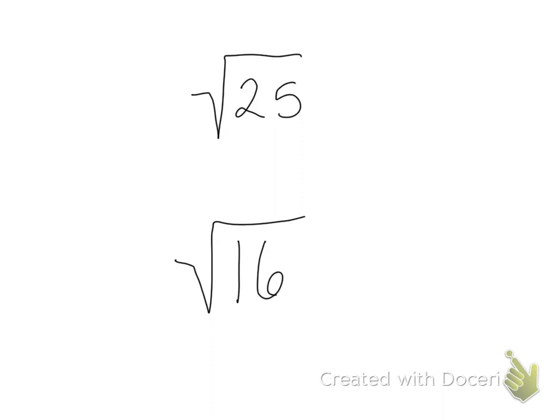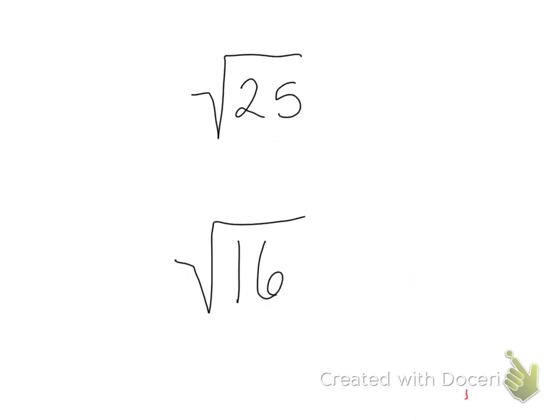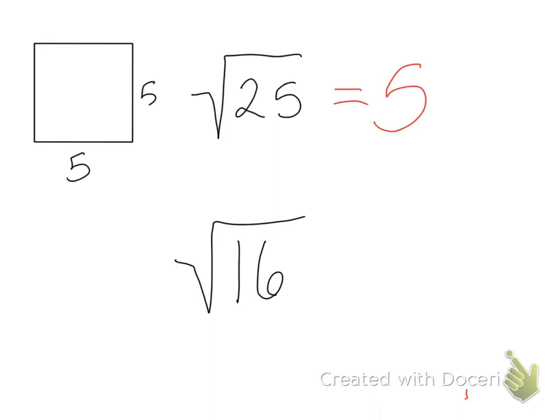Let's try with some others. If I have the square root of 25, this means what number multiplied by itself equals 25. So I'll go back to my list. I know that 5 times 5 equals 25. So the square root of 25 equals 5. So if I made a square using 25 1-inch tiles, each side would be 5 inches long, because that would give me 25 tiles here in the middle.